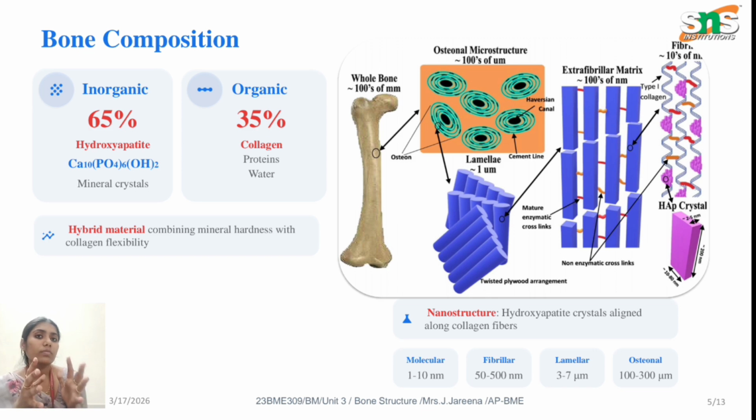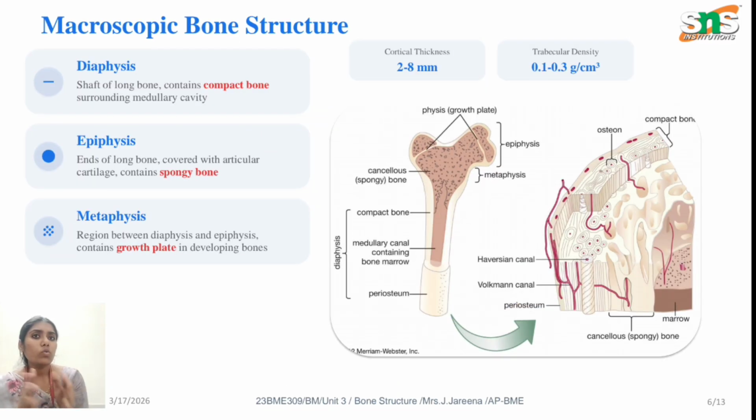This is the natural beauty of the bone composition, which offers both strength and flexibility. Now let's move on to the macroscopic and microscopic level of bone structure. First we will look into the macroscopic. Here the bone is divided into three types: diaphysis, epiphysis, and metaphysis.